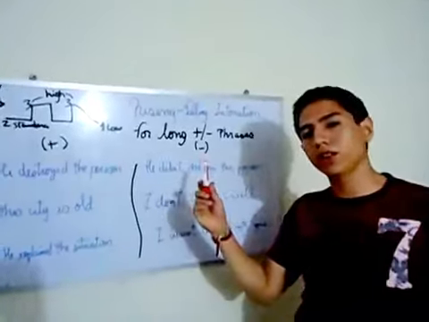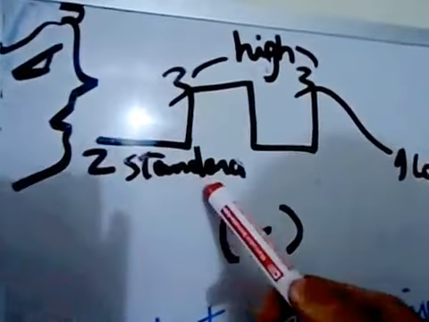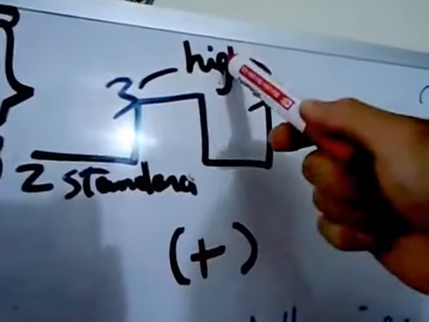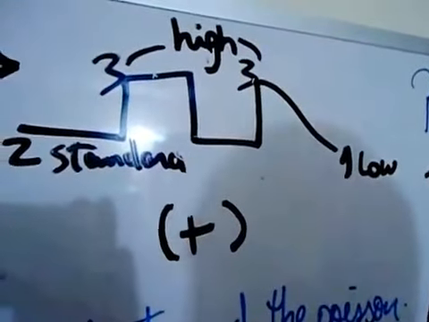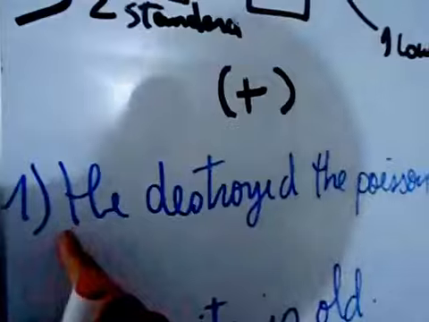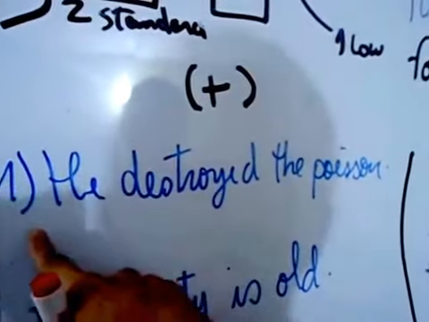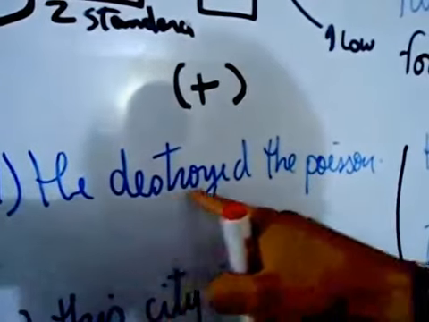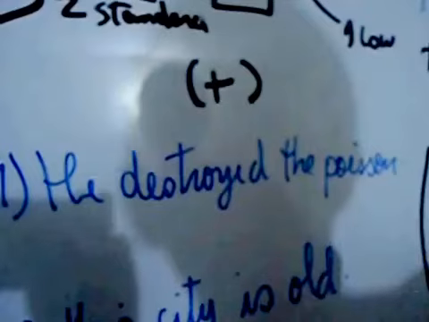Rising and falling intonation for long positive and negative phrases. Look, here we have the standard level, the high level, 2 high levels and 1 low level. Okay, in the first, the positive, the first long phrase is "He destroyed the poison." Pay attention to my pronunciation. He destroyed the poison.